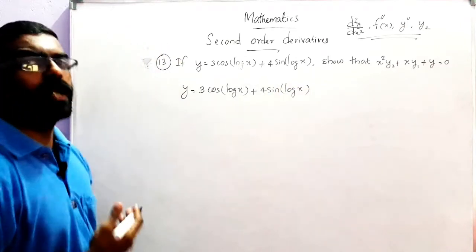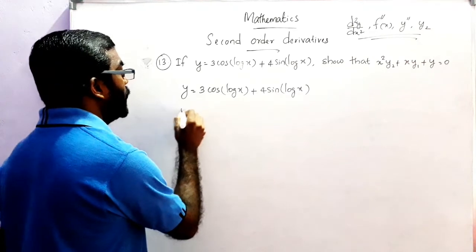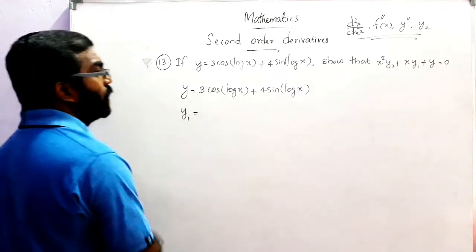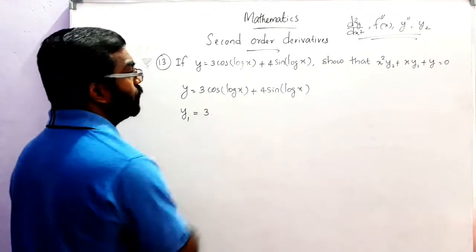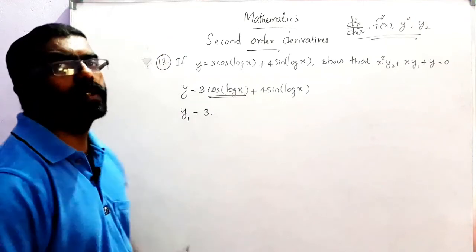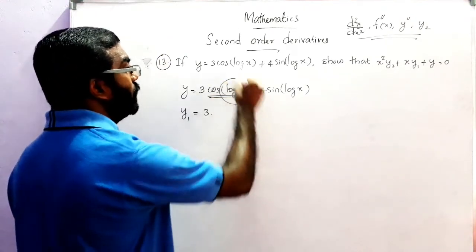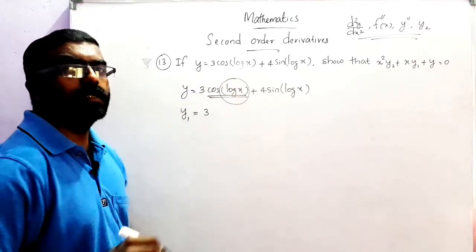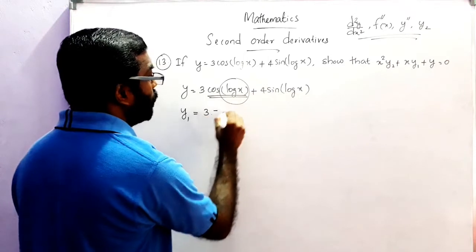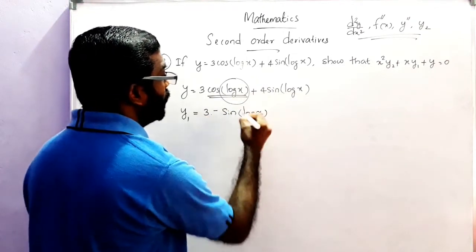First we can find the first order derivative. So instead of dy by dx, I write y1. y1 is equal to 3 into the derivative of cos of log x. First we can treat log x as x, so it is cos x. The derivative of cos x is minus sin x, so minus sin log x.